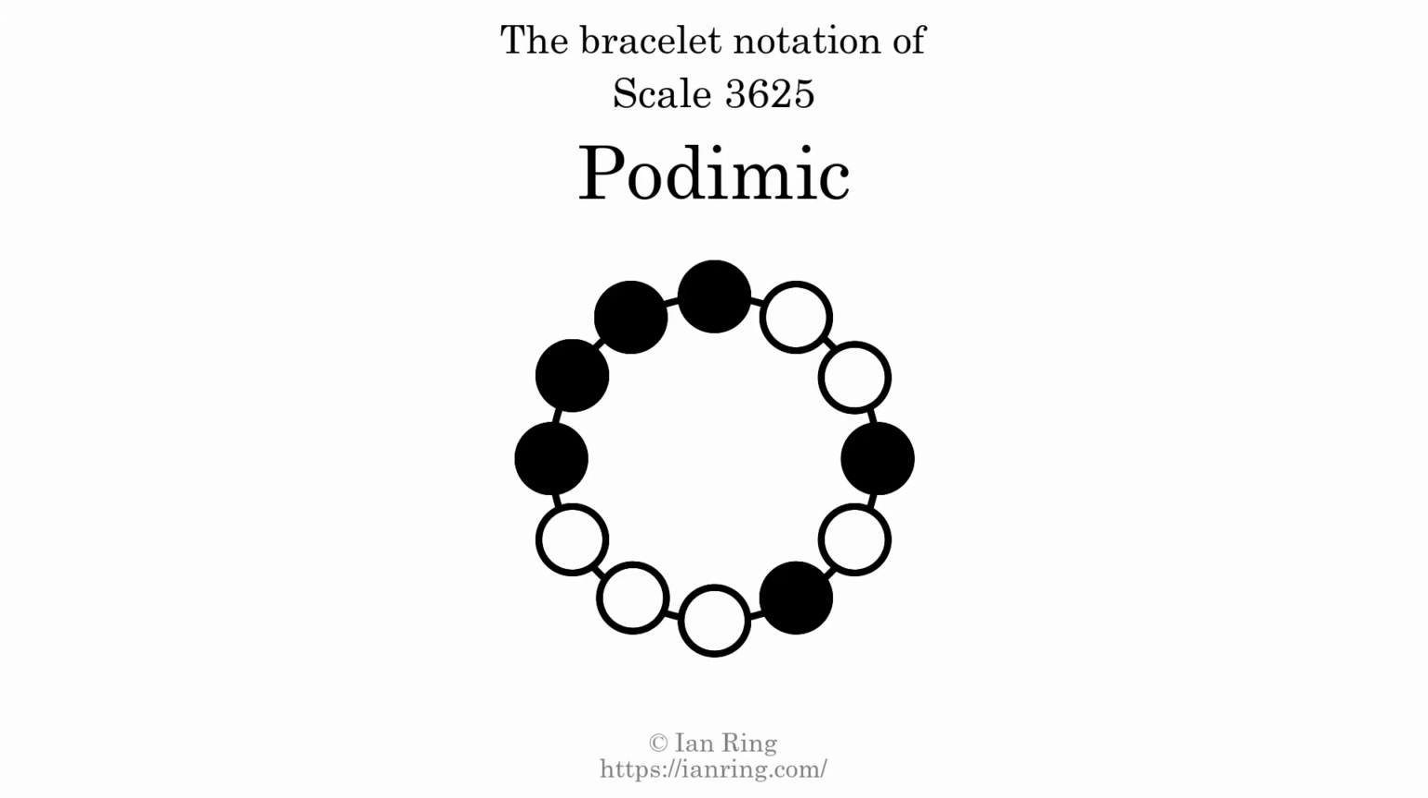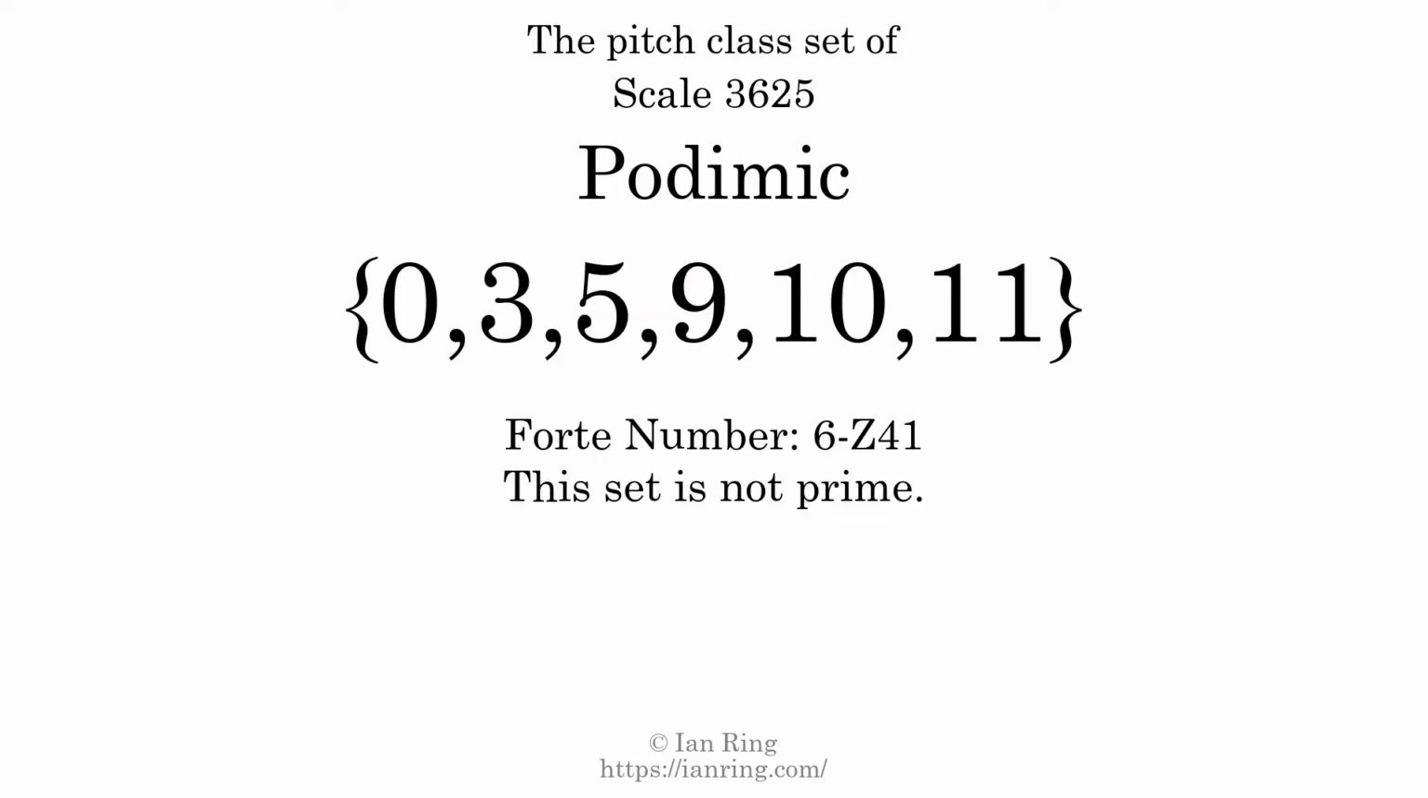This is a bracelet notation diagram of scale 3625. The shaded circles represent tones that appear in the scale, and they are read clockwise, starting at the top. The pitch class set for this scale is 0, 3, 5, 9, 10, 11.